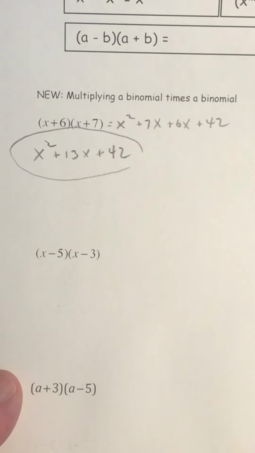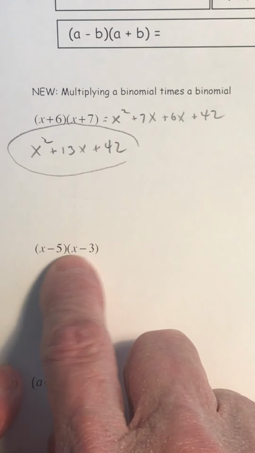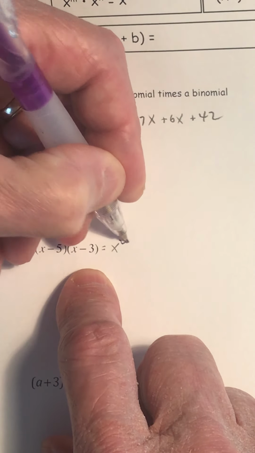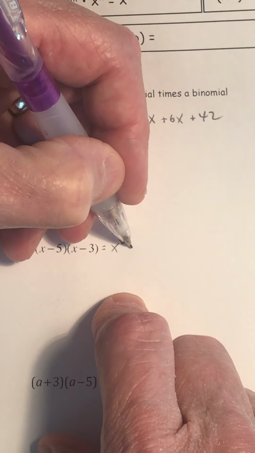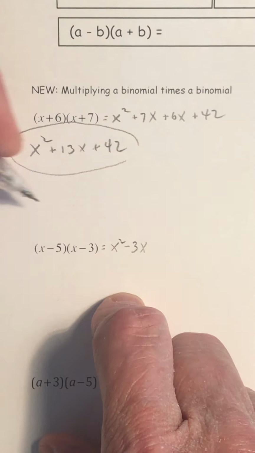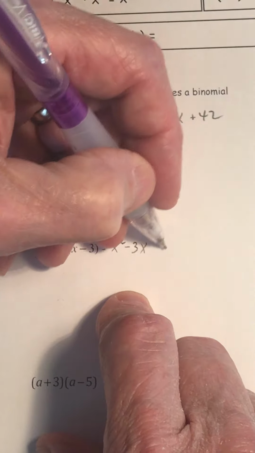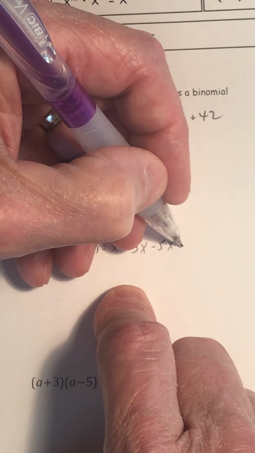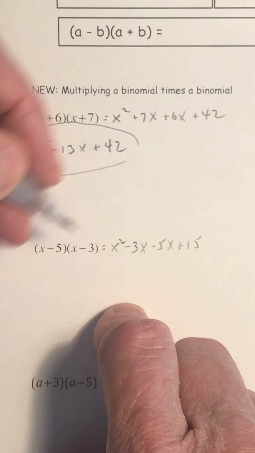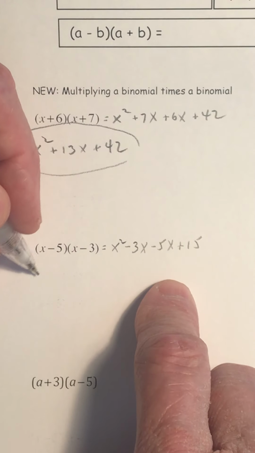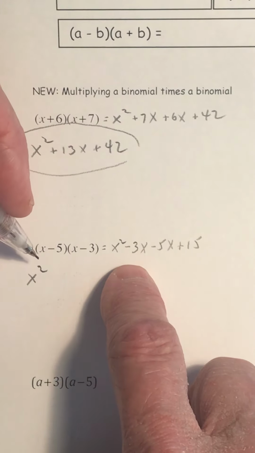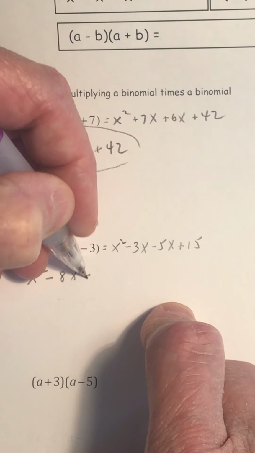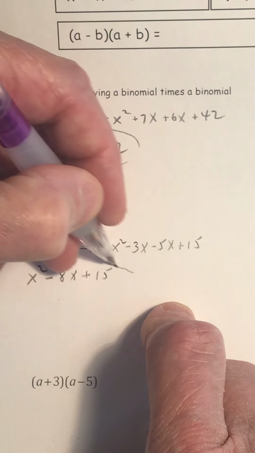Let's go straight down, left to right. X times x, x squared. Then x times the minus 3, minus 3x. Then minus 5 times x, minus 5x. And finally minus 5 times minus 3, plus 15. And again, like terms in the middle. Minus 3x minus 5x makes minus 8x for the middle term.